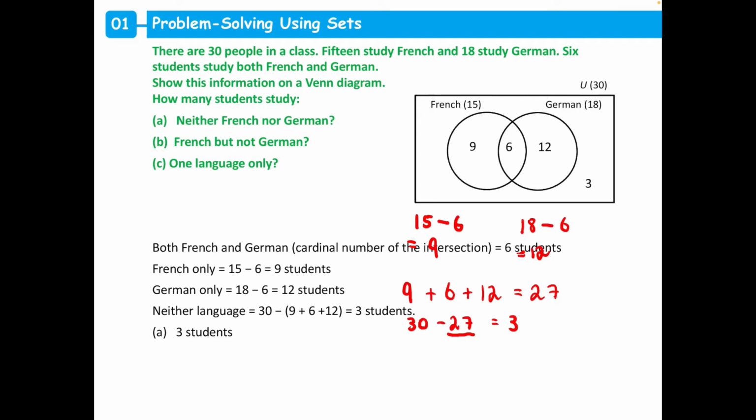Then, how many students study French but not German? This is the number of students that are in the French circle but are not included in the intersection. We have 9 students here. Then, how many students only study one language? Well, we have 9 students who only study French and 12 students that only study German. Adding these together gives us 21 students that study only one language. Please pause this video and take down this example into your copybooks.